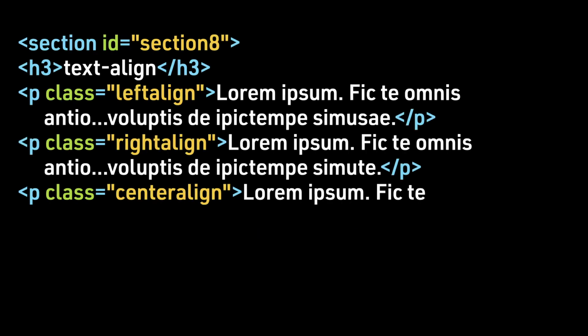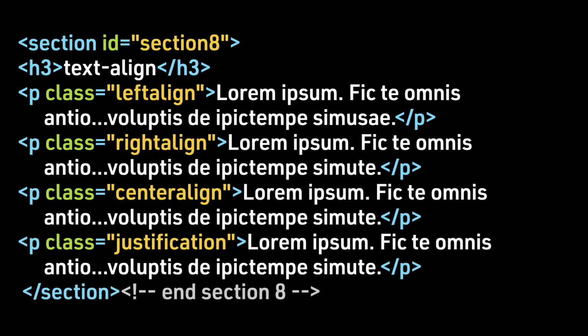Here's the HTML. As you can see, we have taken lorem ipsum placeholder text and placed it into 4 different paragraph text examples, each with a unique class. For class left align, we will left align the text. For class right align, we will right align the text. For center align, we will center the text. And for class justification, we will justify the text.